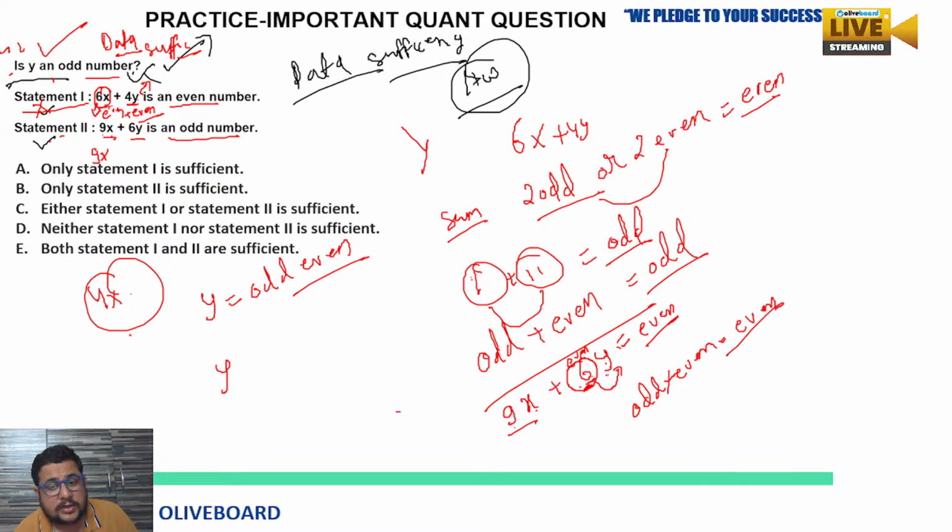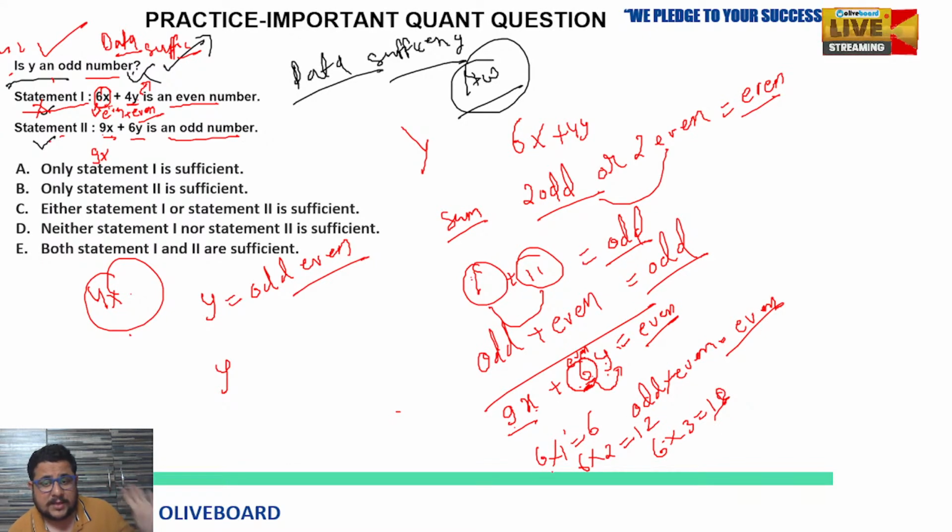So here also you can't confirm. If you put 6 multiplied by 1, you will get 6. If you put 6 multiplied by 2, you will get 12. If you put 6 multiplied by 3, you are going to get 18, and so on. You can continue like this. So we cannot be sure about y here also. y can be either odd or even, but we cannot be sure about it. So statement 2 is also not sufficient to answer this.